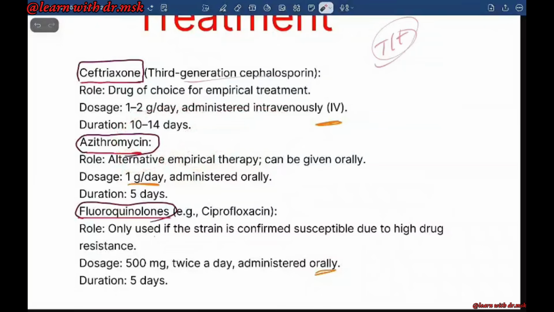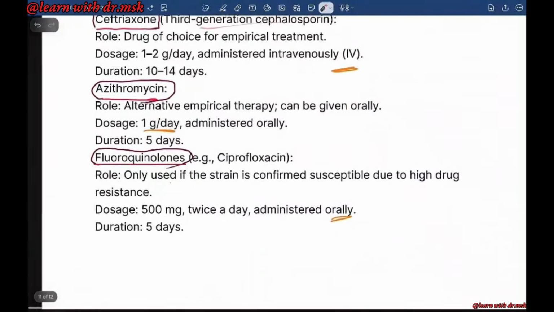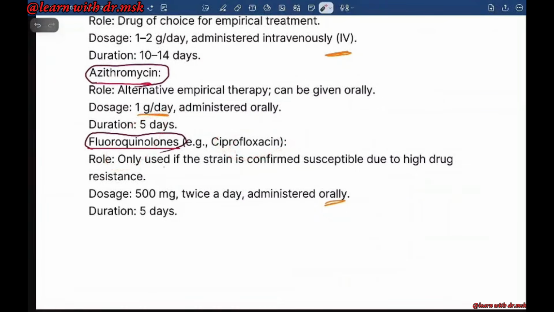Next, azithromycin. It is the most commonly used antibiotic, and it can be given orally, 1 gram per day, and the duration can be 5 days. Among fluoroquinolones, ciprofloxacin can be given only if the strain is confirmed susceptible, due to high drug resistance.